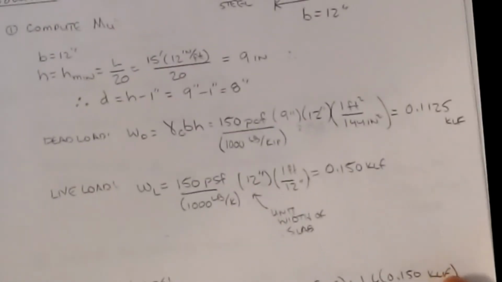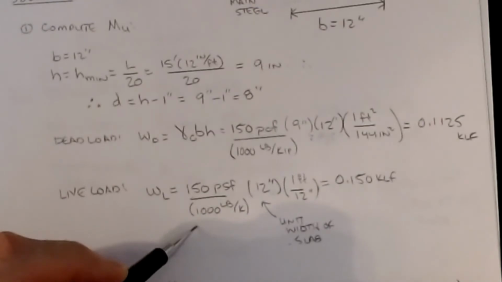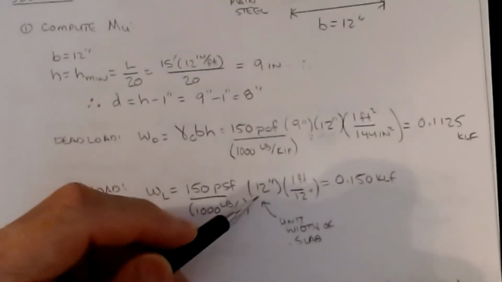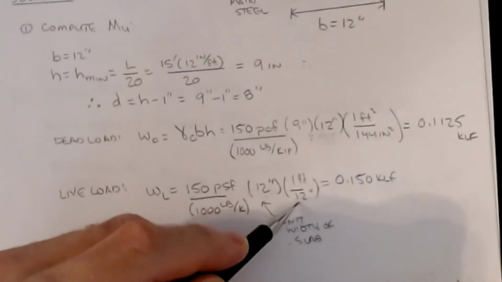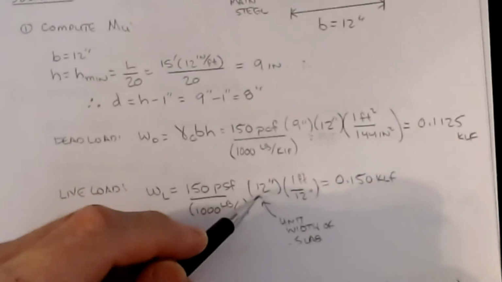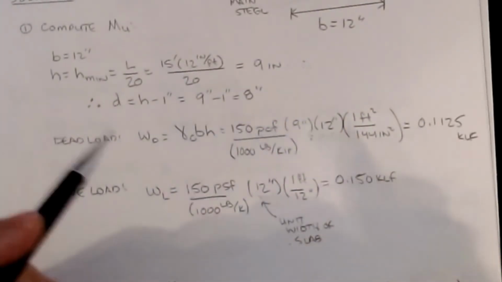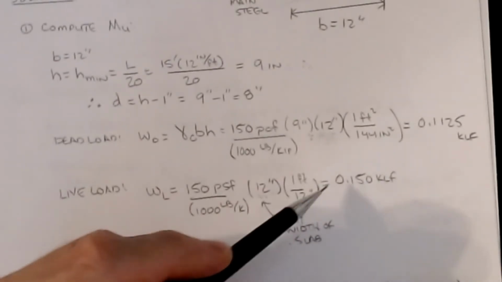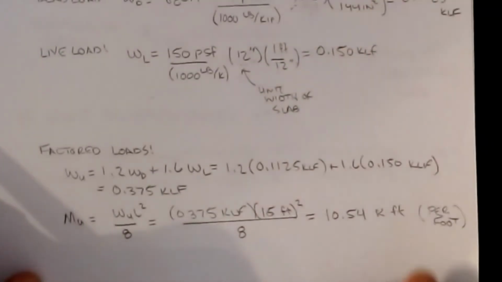The live load we said was 150 psf, divided by 1,000 to get to kips again. Now we're going to multiply that by the unit width of the slab, 12 inches, and then divide it back out by 12 when I convert to feet. That's one of the reasons we like doing that 12-inch width, is that it cancels a lot of these conversions that we have to do. My weight for the live load is then 150 pounds per foot, or 0.15 klf. From there I go and do my factored loads.